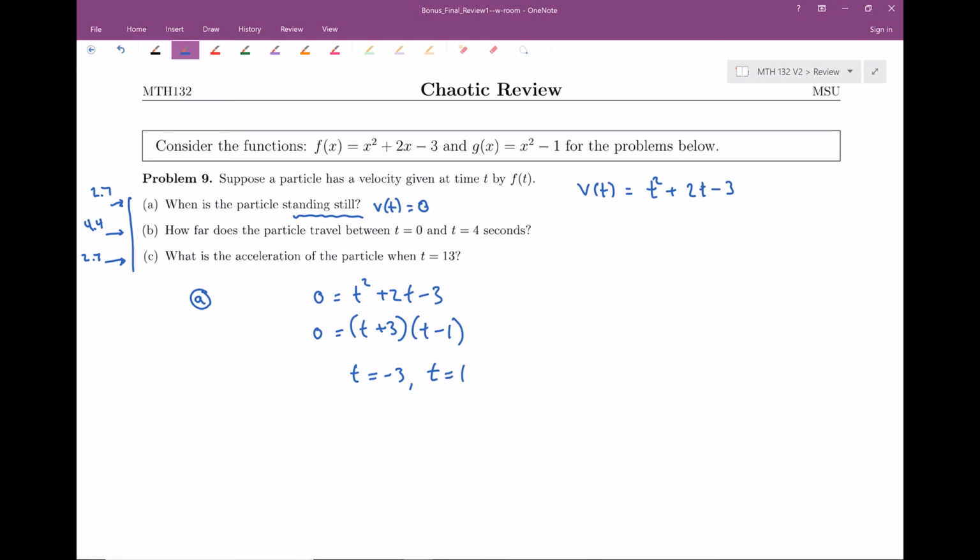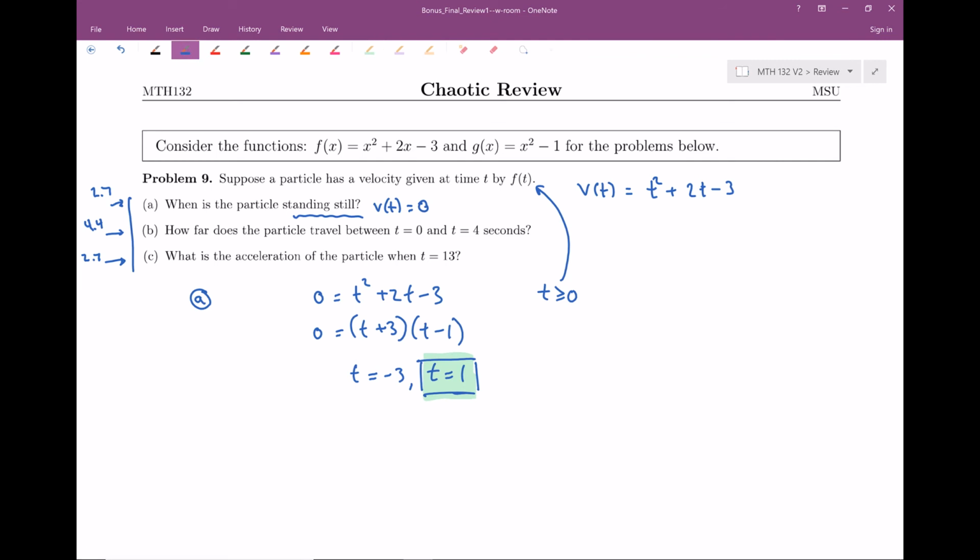Now in this case I didn't specify, but quite often for these problems you sometimes see an indicator saying like t should be greater than or equal to 0. So maybe if this was noted up here, then we would only choose the answer t equals 1. If it indicates somewhere in the problem that you only want positive time, which is reasonable, you only choose the positive answer. So that would be t equals 1 in this case.